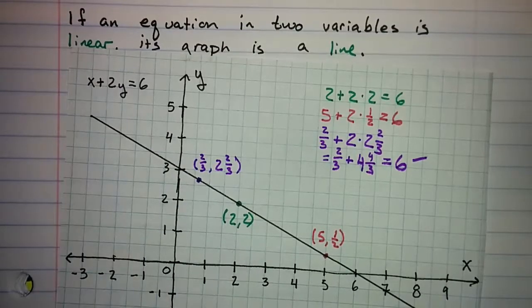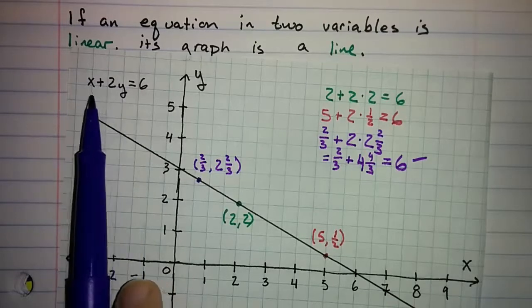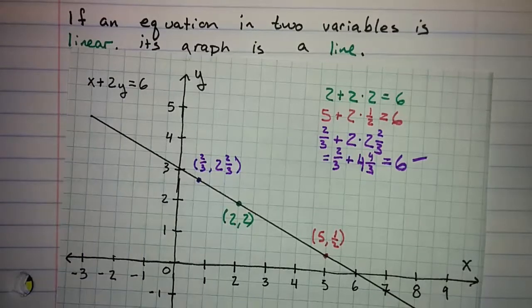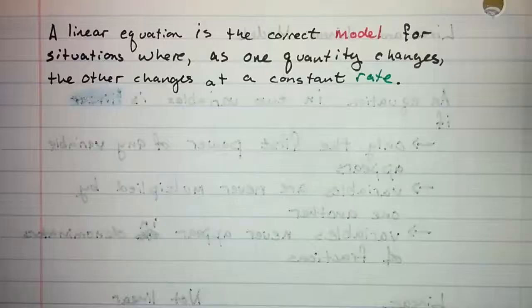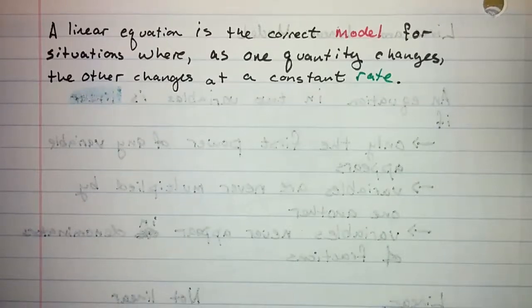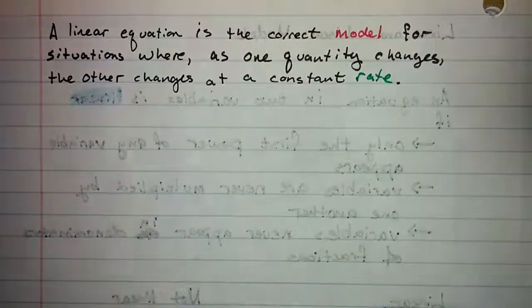So when we say this is the graph of our equation, that's what we mean. We mean every point on this line is a pair that works in this equation. Okay, so linear equations are really nice then, right? Are they useful? When do they come up? A linear equation is the correct model for situations where, as one quantity changes, the other changes at a constant rate. Now we're going to see several examples of this coming up right here. But just to illustrate this explanation, I'm going to give you a simple example right now.